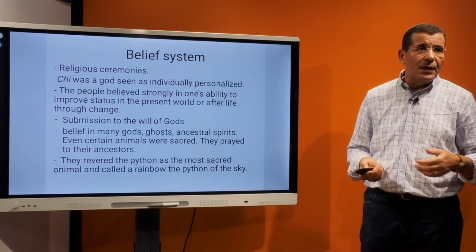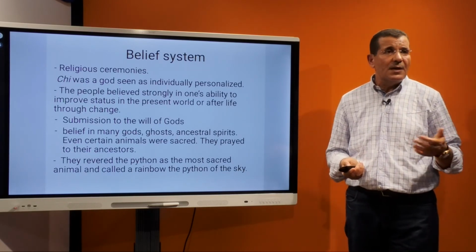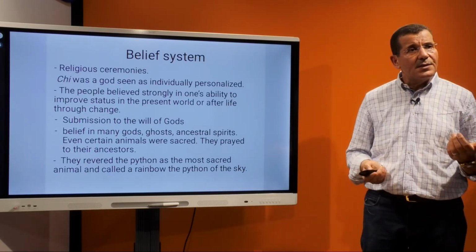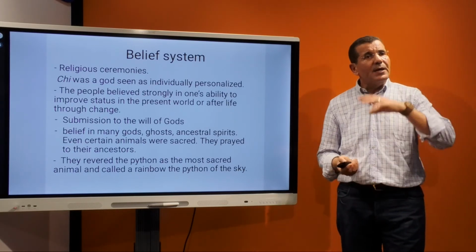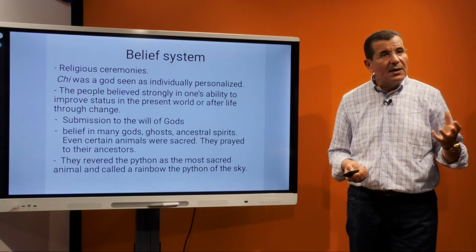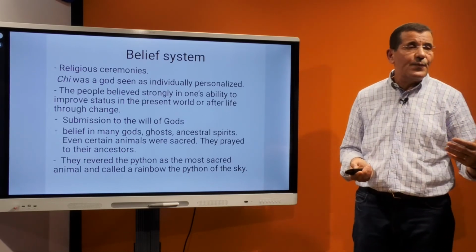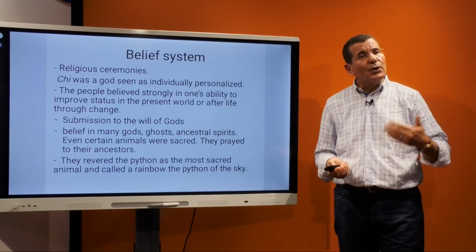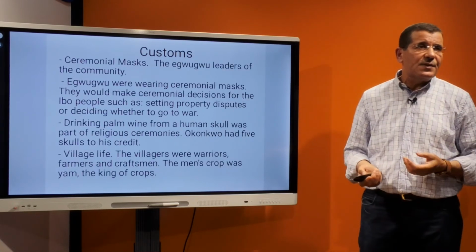Belief in many gods, in ghosts, ancestral spirits, even certain animals were sacred and they prayed to their ancestors, and they revered the python as the most sacred animal and called the rainbow the python of the sky. The existence of a belief system is very important also. It is a response to the Western absence of recognition of this belief system.